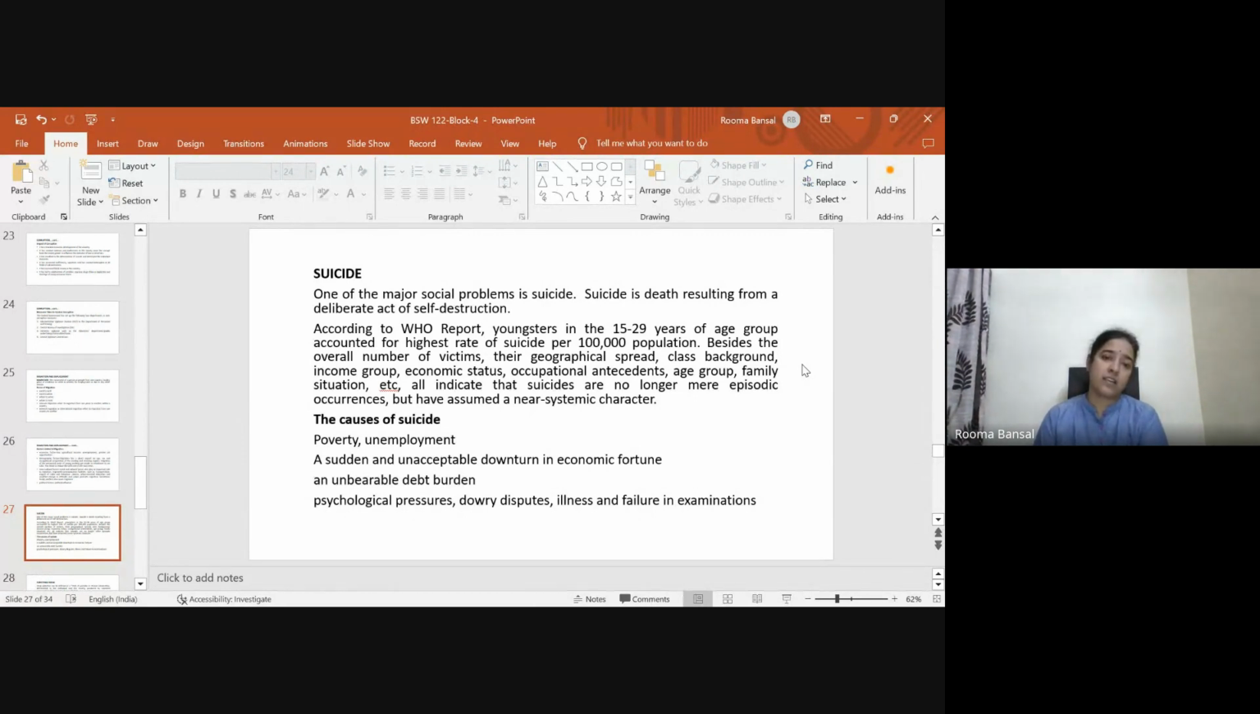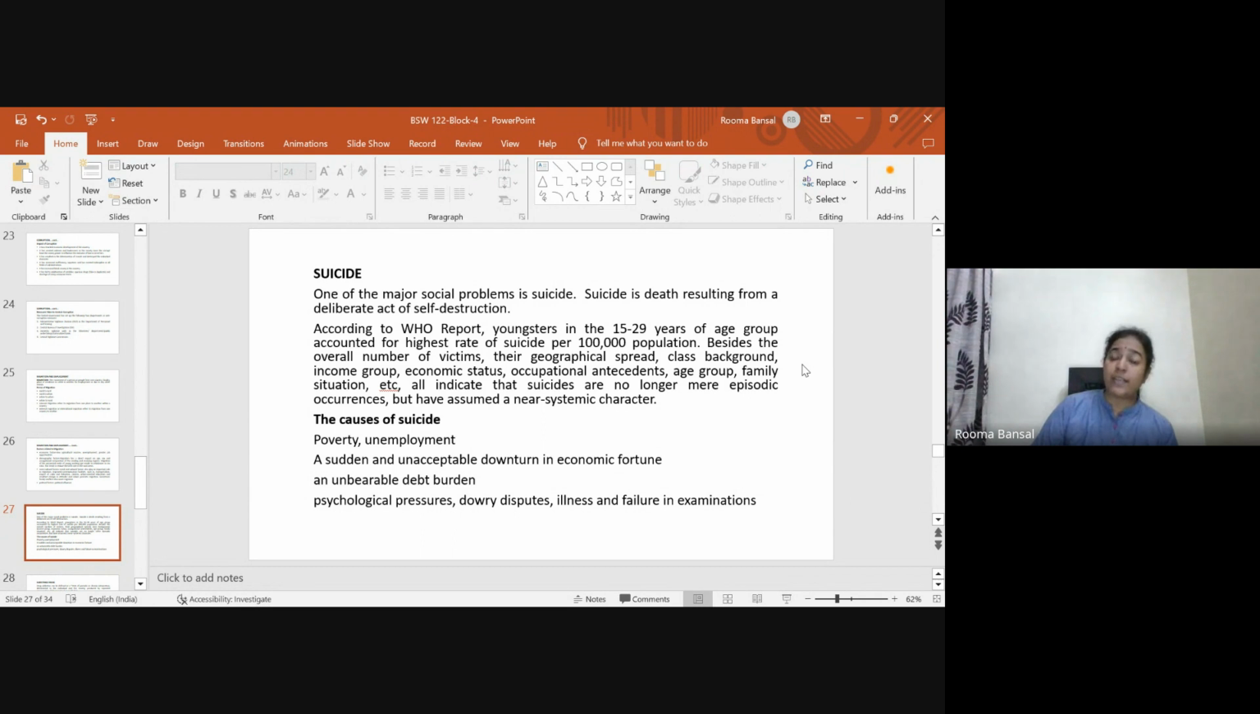What are the reasons behind this kind of act? The causes of suicide: poverty and unemployment. Poverty here means they are not able to fulfill the basic needs of the family and of themselves. It causes suicide. Unemployment: youngsters who have qualifications but are not getting employment. This is also a reason for suicide. A sudden and unacceptable downturn in economic fortune, meaning heavy loss in monetary terms or in business, or an unbearable debt burden, would definitely be a cause of suicide.